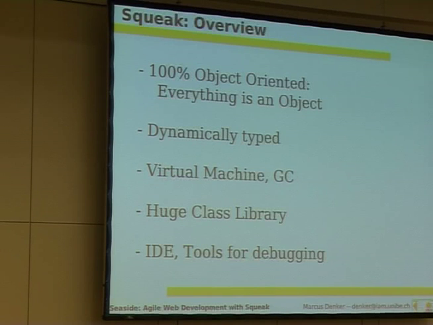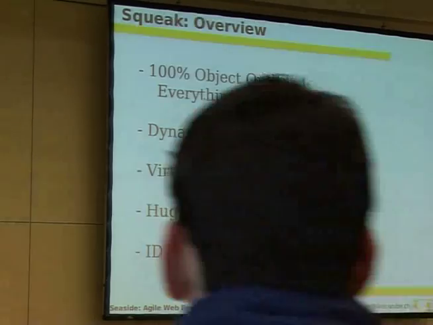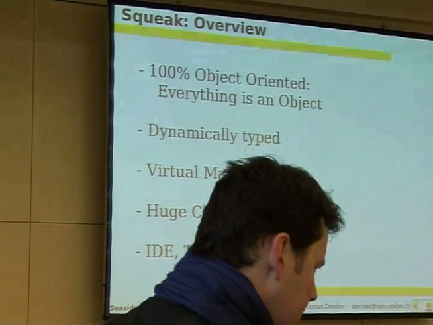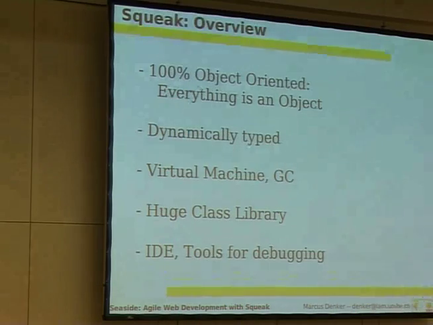It is based on a virtual machine with a bytecode system, a bit like Java, but simpler because you don't need types in the bytecode. It has a garbage collector, so you don't need to do it manually. It has a quite big class library that has a lot of stuff already done. Seaside is one example of that.